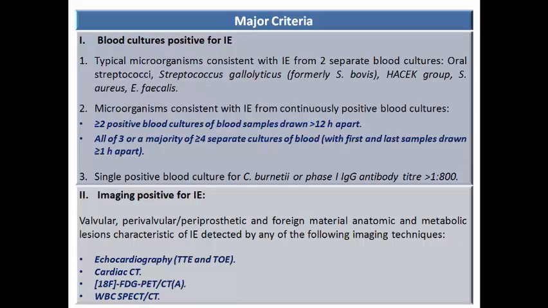First of all, major criteria: presence of a blood culture positive for typical microorganism consistent with infective endocarditis from two separate cultures, or microorganism consistent with infective endocarditis from continuously positive cultures, or single positive culture, or elevated IgG antibody titer for Coxiella burnetii, and imaging evidence either for presence of valvular, periprosthetic, perivalvular, foreign body material, anatomic or metabolic lesion characteristic of infective endocarditis detected by echo, cardiac CT, PET CT, or SPECT CT.